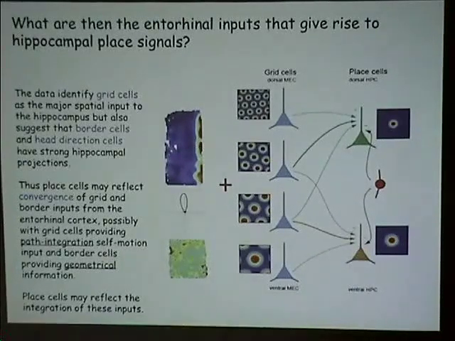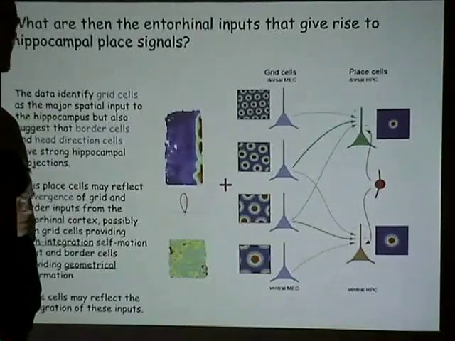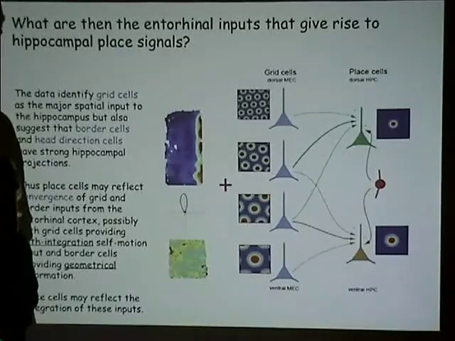So we heard last week the point of view that some sensory inputs, other than those that come through grid cells, are at least as important in driving place cells, and that in fact you can abolish grid cell firing and still get place cell firing. So when you say that grid cells are the major spatial input, what does that exactly mean? What is this statement based on?